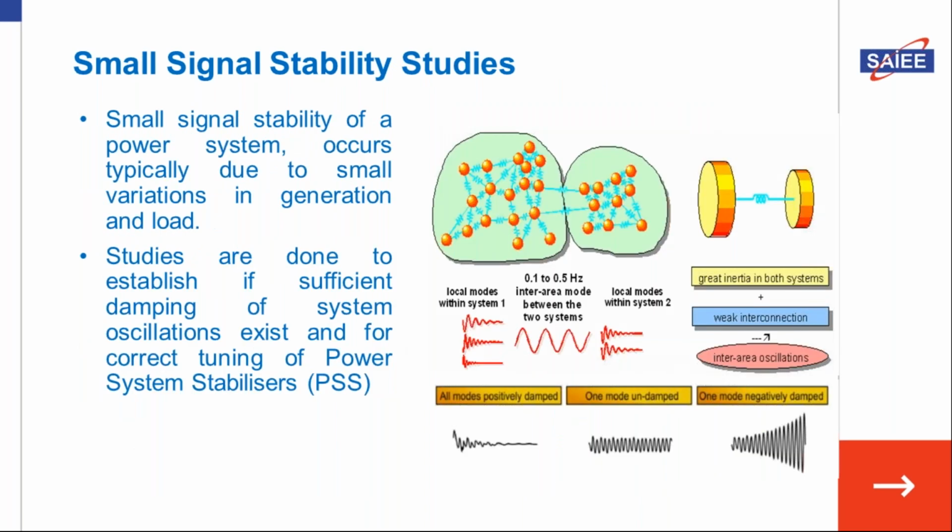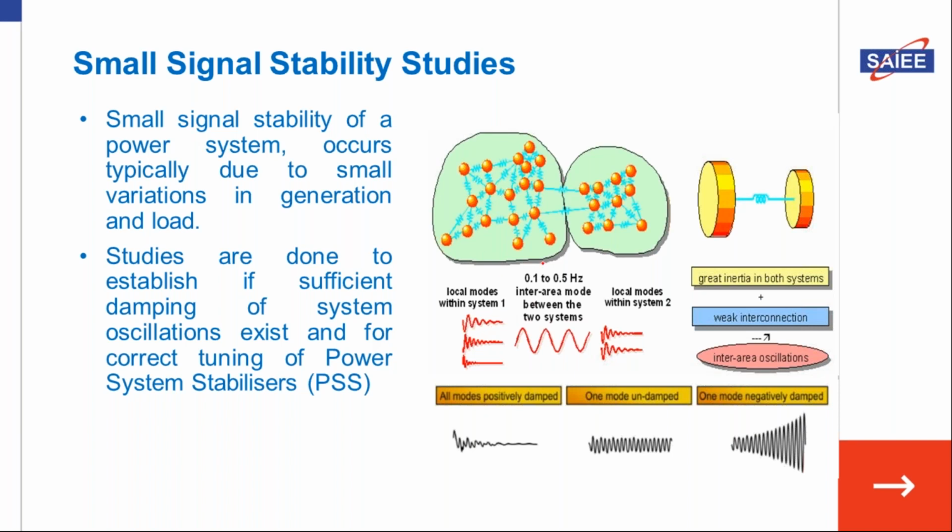Now, if we look at small signal stability, we define this as a problem that occurs typically due to small variation in generation and load. If you trip a generator here, or you trip a load there, and your network is weak, you will have all these oscillations. I can show you the analogy of the mechanical spring, where you've got two masses and a spring in between. If you excite this, and you've got inertia on both sides and a weak interconnection, then you will have oscillations. The power system is like that as well.